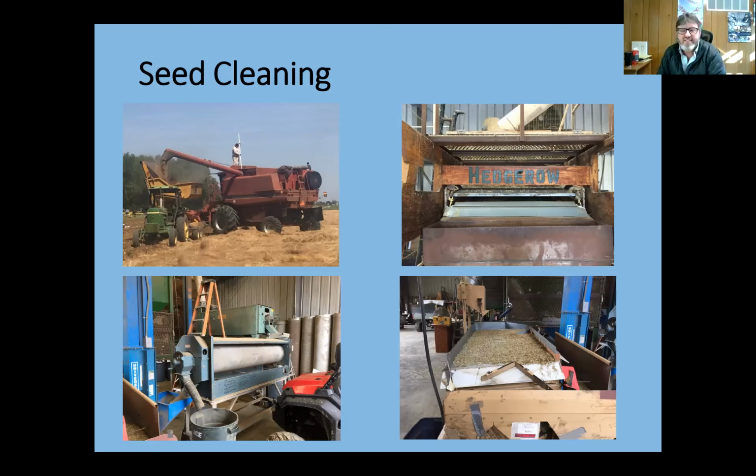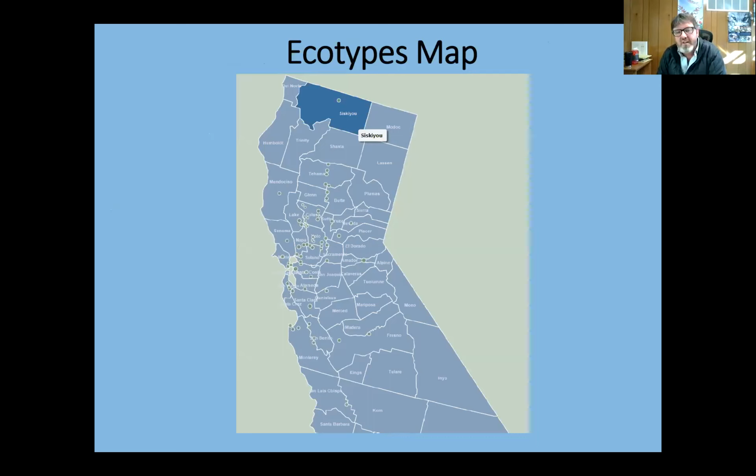Next slide. And then we also have an ecotypes map that shows, if you're on our webpage and you hover over this map, over each dot, it'll give you the species and the particular ecotype. So it gives you a sense for where things are located geographically, which can be a really useful tool when you're designing your habitat restoration projects. Next slide.